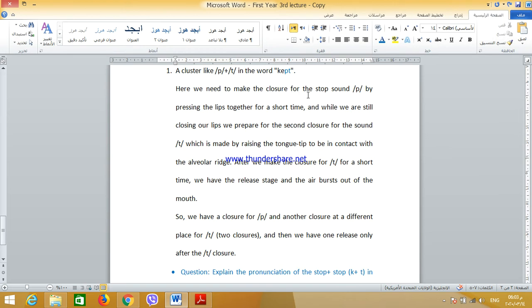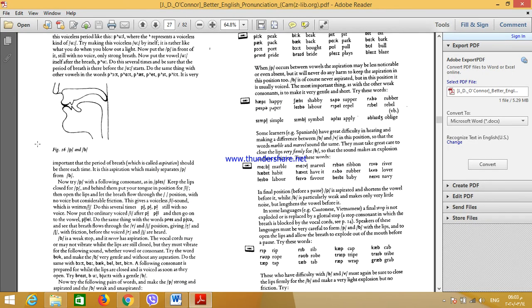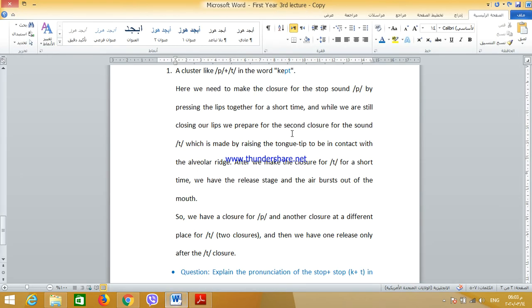Here we need to make the closure for the stop sound p. And you know, the sound p is a bilabial sound. How do we make the closure? We make the closure by closing the lips, or pressing the lips together, as we have in this figure. Look at this figure. This is the way p and b are pronounced. Look at the lips. The lips are pressed together. Okay? So we do that.